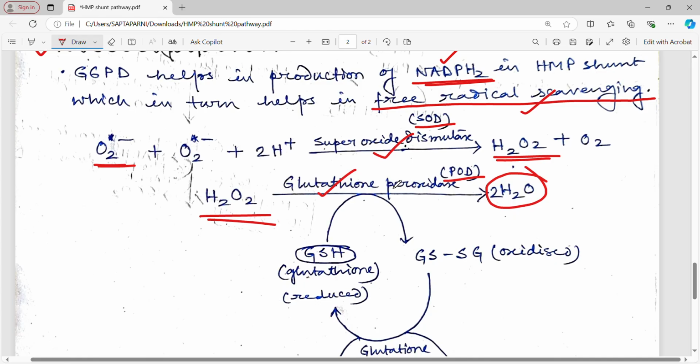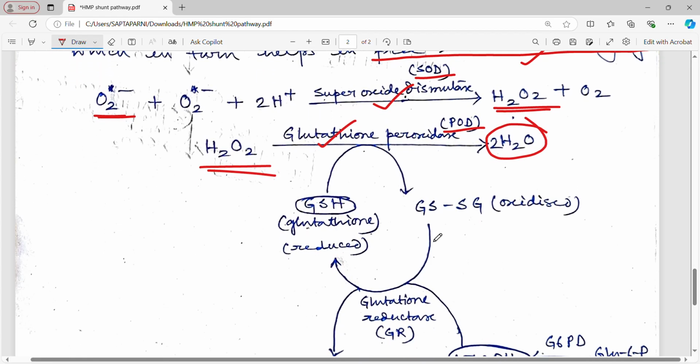Now for the functioning of this glutathione peroxidase enzyme, we require reduced glutathione. What do we require? Reduced glutathione. Remember this. Reduced glutathione is required for the proper functioning of glutathione peroxidase. In this reaction we can see the glutathione gets oxidized, and the H2O2 gets reduced into water. Now to keep this reaction on, we need to convert this oxidized glutathione into its reduced state, obviously. That is when this reaction can occur.